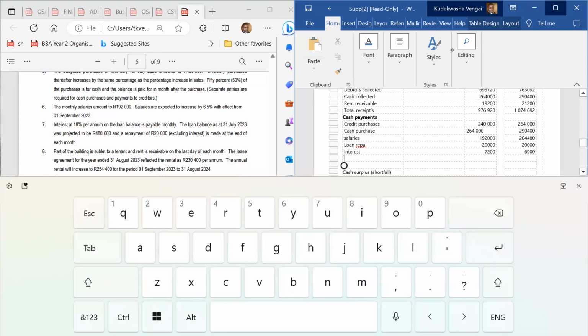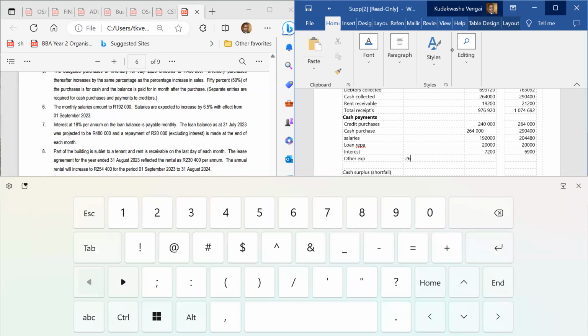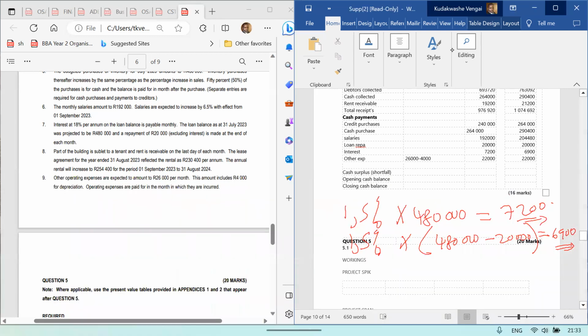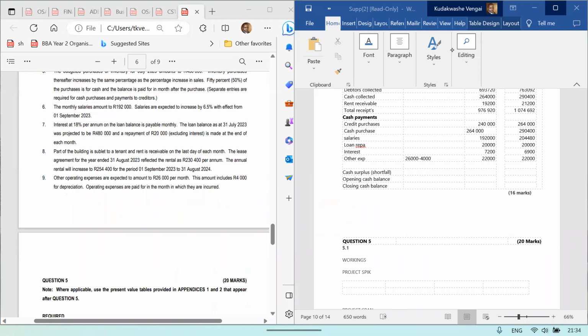So we then record here other expenses, right? So this is just 26,000 minus the 4,000, which is 22,000 for August and 22,000 for September, right? Then once we are done with that, we add everything under cash payments for August. We add everything under cash payments for September, right? Okay, we still have a little time.